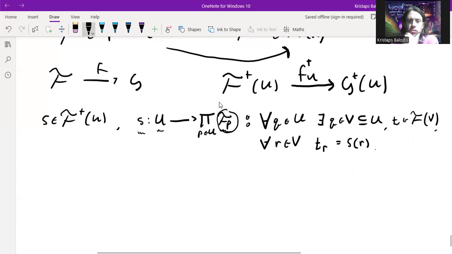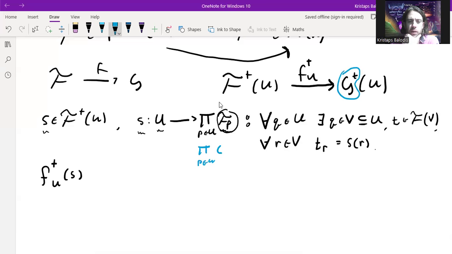So what do I need to do, right? I'm trying to come up with a map. So suppose we had some S here, and I need to tell you where F plus sub U is going to send S. Where is it going to send S? Well, it's got to send it to some function on U, but now because it's going to be in the sheafification of G, it's got to be in this product of stalks over G, right?